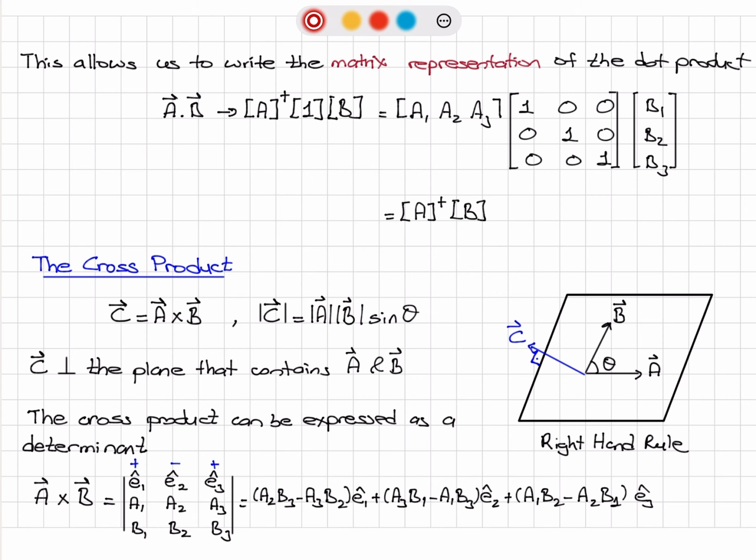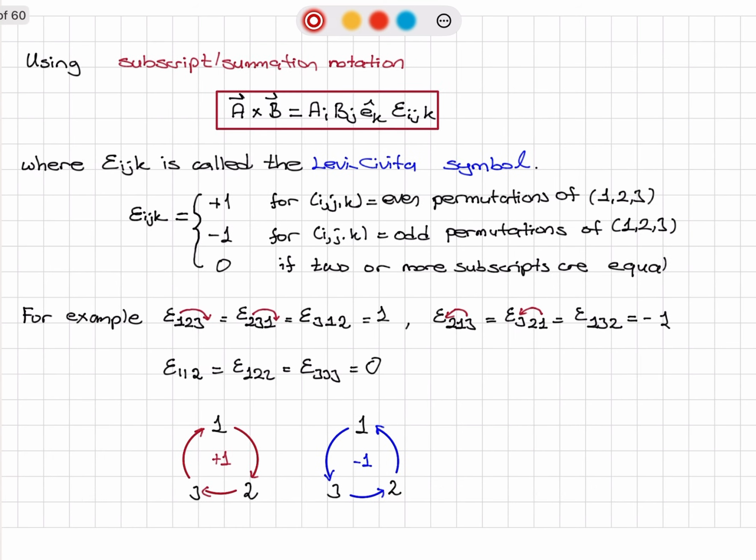It can be written as a determinant written this way, and using subscript summation notation, just as we did in the dot product where we had to introduce Kronecker delta, here we have to introduce the Levi-Civita symbol, which is epsilon ijk. That's defined to be equal to plus 1 for even permutations of 1, 2, 3. So going from 1, 2, 3, 2, 3, 1, 3, 1, 2, we are going in the same direction in cyclic permutations. This is always equal to plus 1.